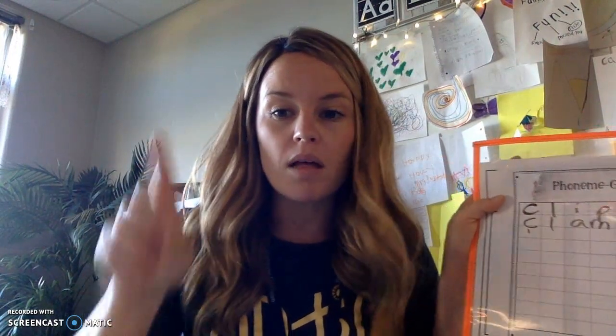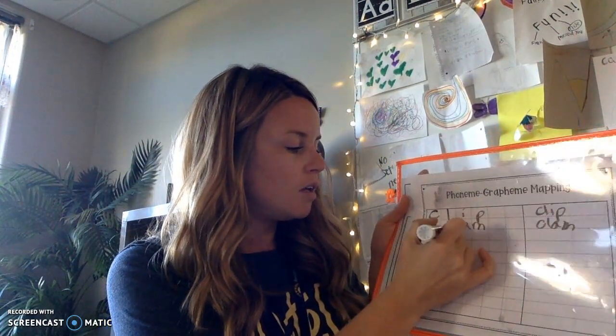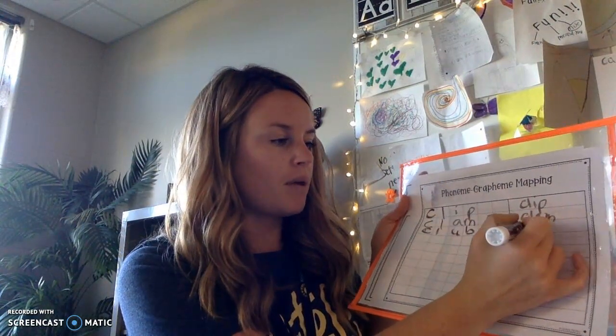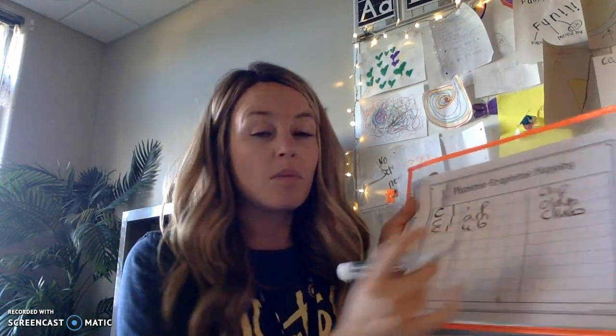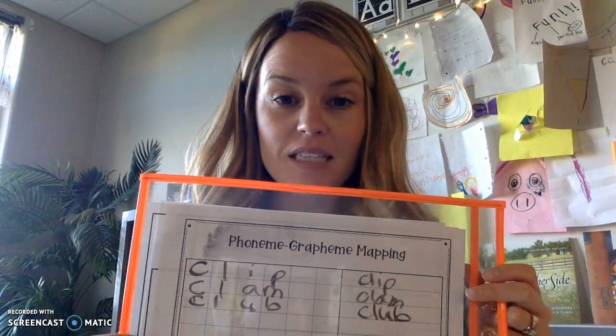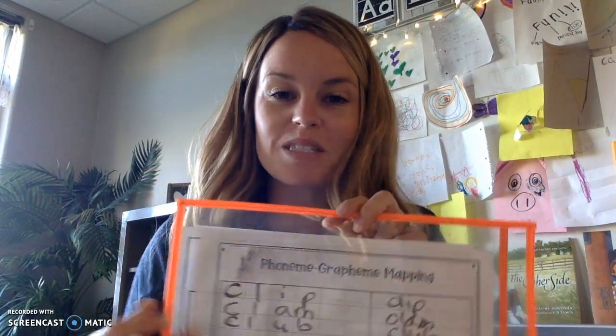Let's try club. B. Watch me graph it. B. And then zap it. Club. Make sure when you're graphing your blends, each letter gets its own sound box.